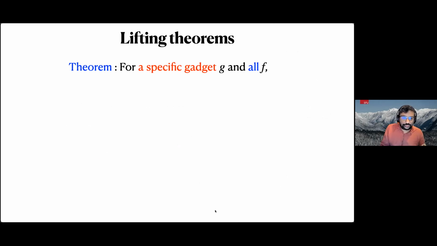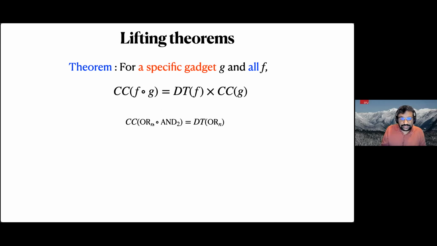So what do lifting theorems do? Lifting theorems have this general format which says that for a carefully chosen gadget G, and for any function f, the communication complexity of this lifted function f composed G is approximately equal, hiding some constant factors, to the decision tree complexity of f times the communication complexity of G.